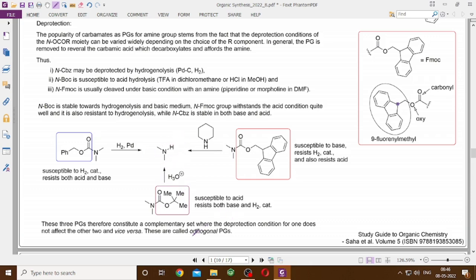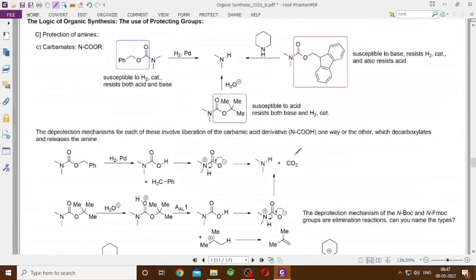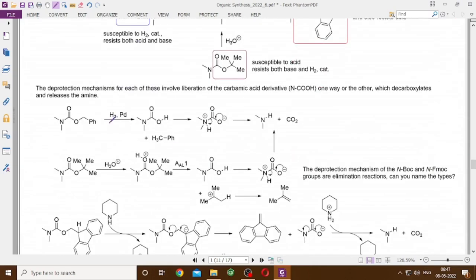So these are called orthogonal protecting groups. Just like orthogonal orbitals do not overlap with each other, as we have known for a very long time, these protecting groups can be removed under specific conditions under which the other 2 protecting groups are not removed. So they are, in that sense, orthogonal protecting groups. So how do they get removed?